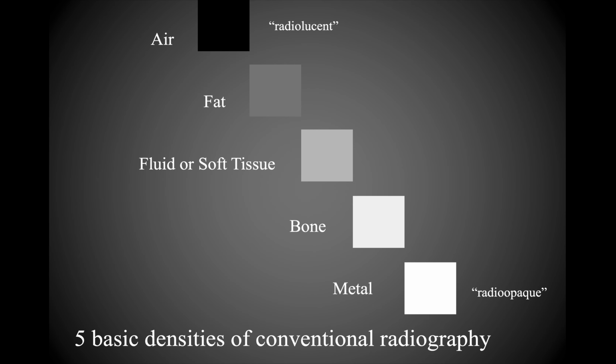So these are our 5 basic densities of conventional radiography. Air, which is black, fat, which is dark gray, fluid and soft tissue, which is light gray, bone, which is almost white, and metal, which is white. One caveat with the scheme, though, is that digital imaging, as we use now in modern day, allows us to subtract unwanted structures, and often this process will change the appearance of structures. Like contrast-enhanced blood vessels will appear dark instead of white after subtracting out unwanted structures. But that usually doesn't get in the way of being able to interpret what you're looking at. It's just important then to understand that can occur.